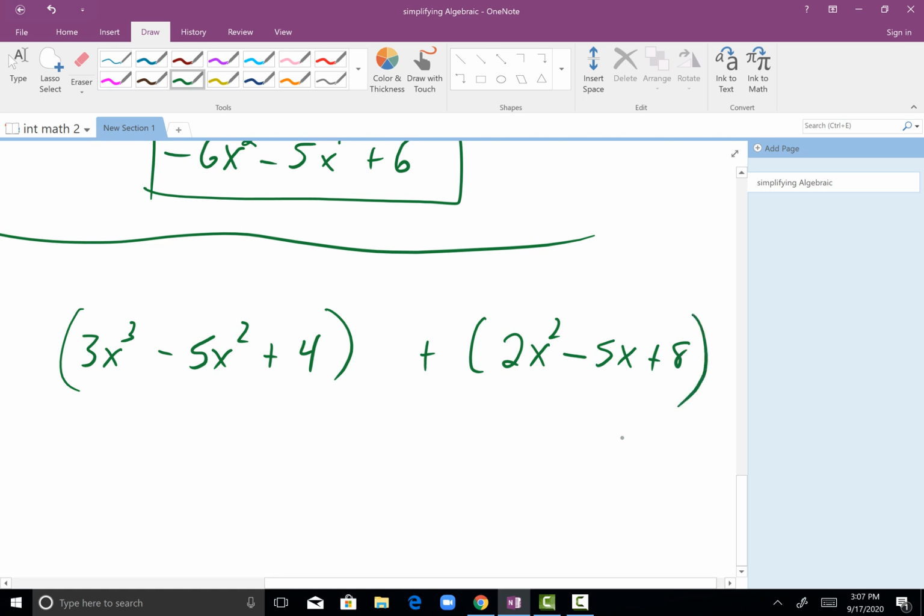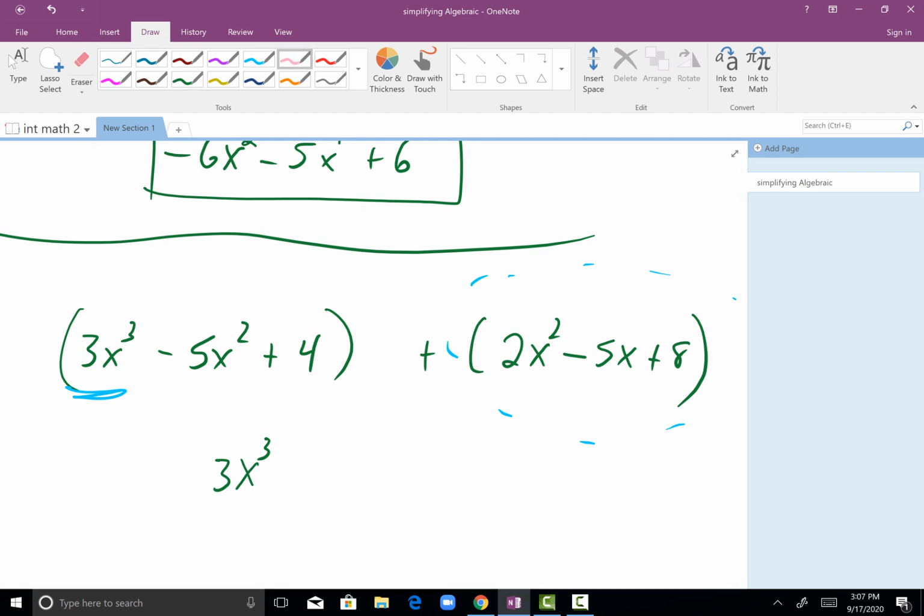All right, so looking for those like terms. Here's my first one, 3x cubed. I don't have any x cubes over on this side, so there's nothing to combine with it. So then I just bring it down. 3x cubed. Done. Next one.